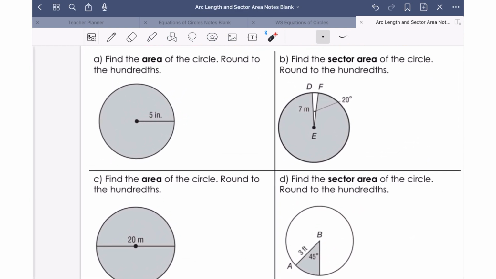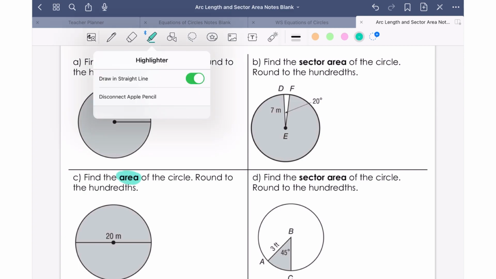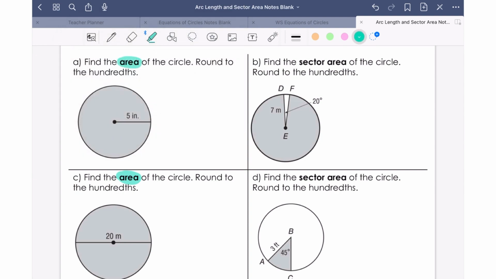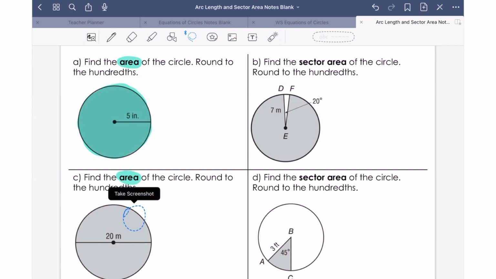I'm going to do this kind of the same way I did the other video. So first, I'm going to highlight what the problem is telling me to do. A lot of times, we just don't read the problem, and then we're like, what do I do? So this one is area, which is why the whole circle is shaded in, right? And same for this one. Let's copy all that. Same for this one.